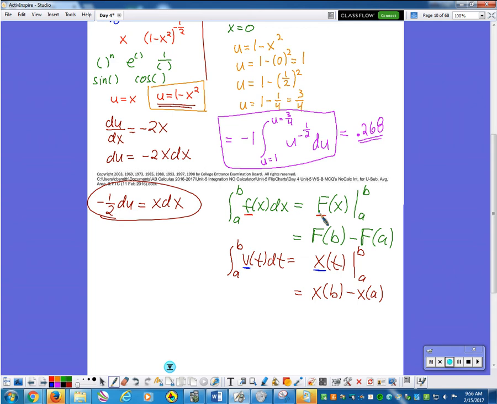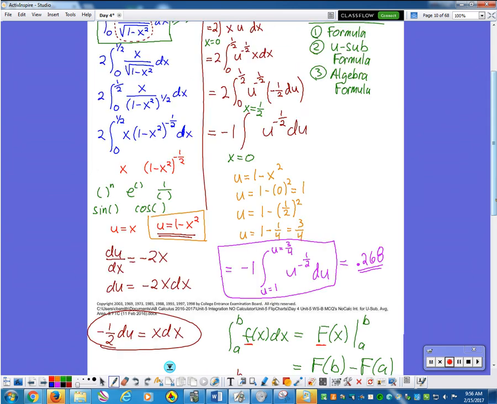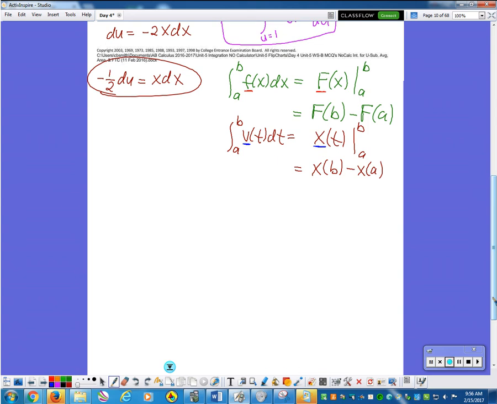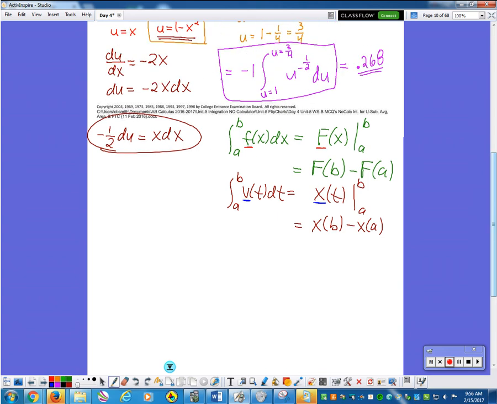So once we get to here, we are using the fundamental theorem to finish the problem. That's where we're headed here. So we need to think antiderivative. The good news is now we can just use a formula because it's just the antiderivative of u to the negative 1/2. So scroll down a little bit. So we've got negative 1. Let's take off the u's here. So we've got 1 to 3 fourths u to the negative 1 half du.